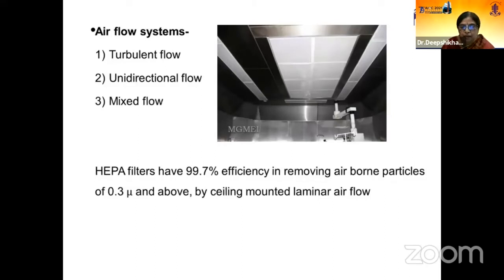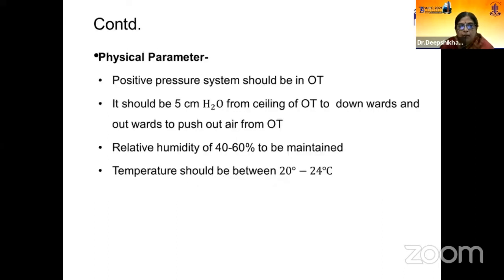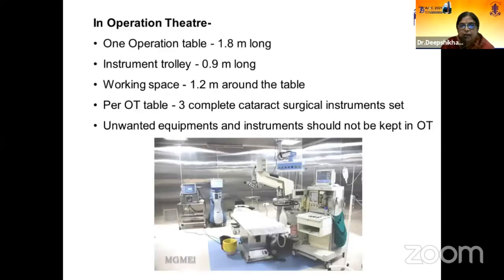HEPA filters have 99.7% efficiency in removing airborne particles of 0.3 micron and above by ceiling mounted laminar airflow. So a positive pressure system should be in the operation theater. There should be 5 centimeter H2O from the ceiling of the OT downwards and outwards to push out air from the OT. Relative humidity should be maintained at 40 to 60%, and temperature should be between 20 to 24 degrees centigrade.